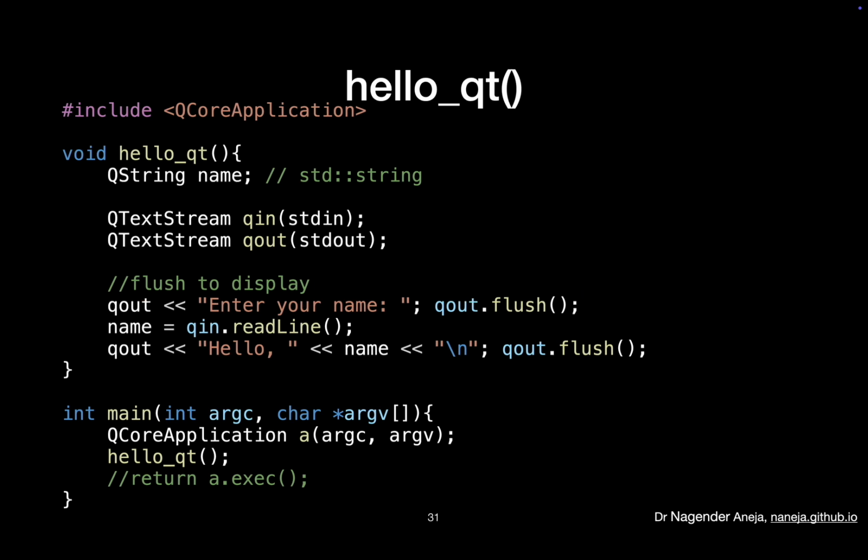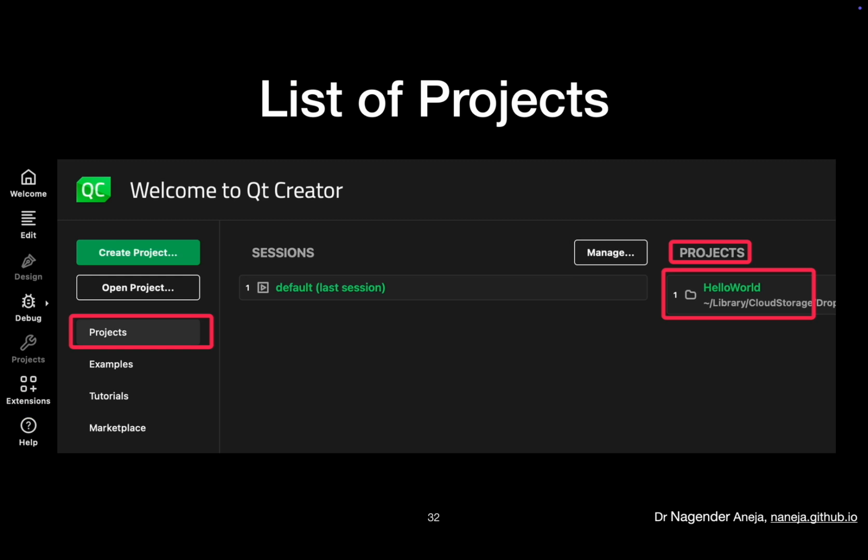So enter your name. Then you're saying qin.readLine. It's waiting for the user to input, and when you press enter, it reads that. It goes into the name. And then we say qout hello name, and it displays hello name, and it actually displays when we say flush. When you say flush, this is displayed on the screen, and now we can say hello Qt. Right, so this is our Qt function, and when you write this, you can get the output when you run this.